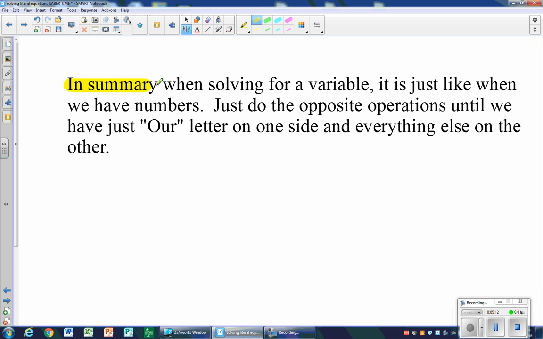So in summary, when solving for a variable, it's just like when we have numbers. Just do the opposite operation until we have just our letter that we're interested in solving for on one side and everything else is on the other.